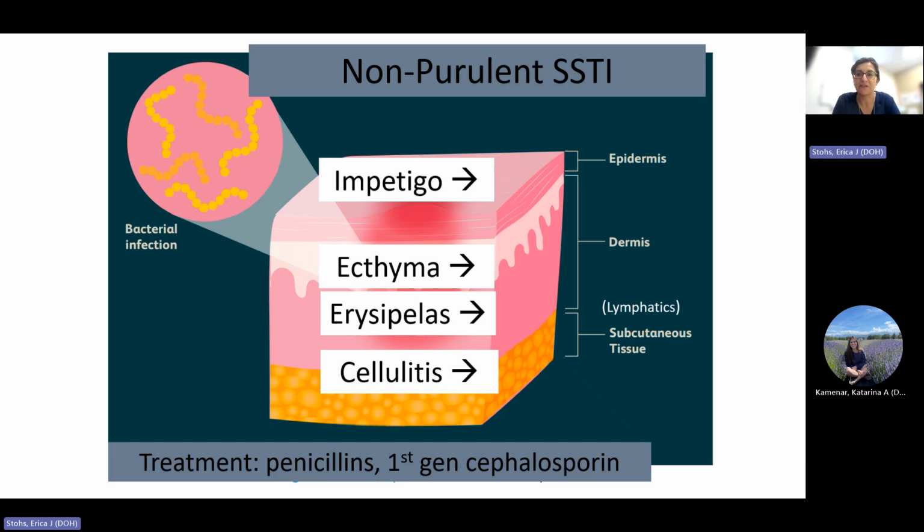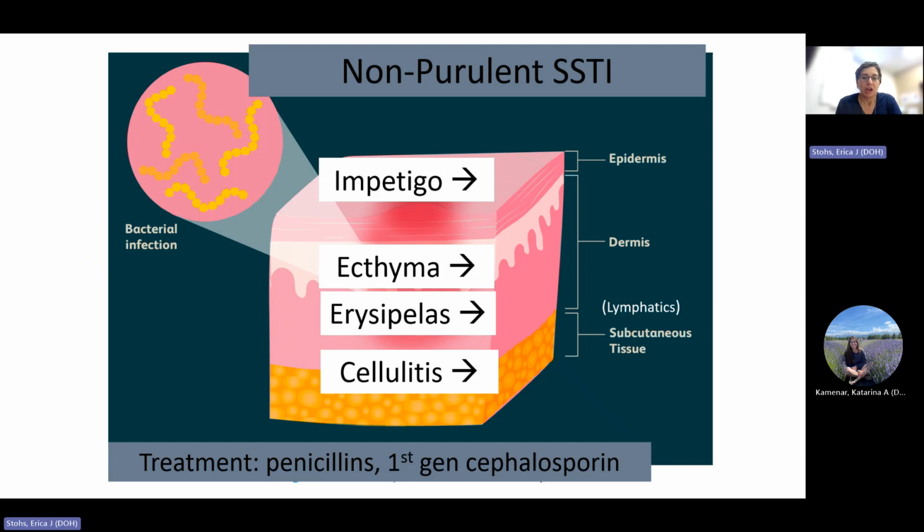Impetigo is the very superficial layer. Ecthyma is where we're starting to get into the dermis. Erysipelas is where we have lymphatic involvement. And then, as you know, cellulitis is a catch-all, so we might call all of these cellulitis, but it also could matter whether you have subcutaneous tissue involved.